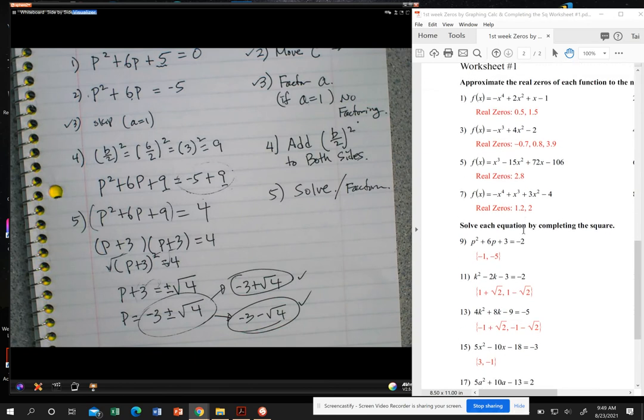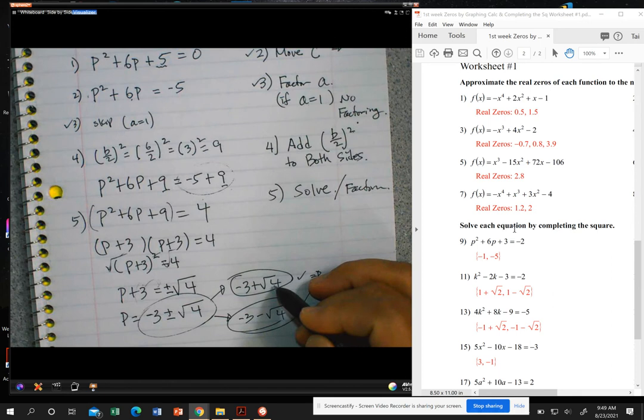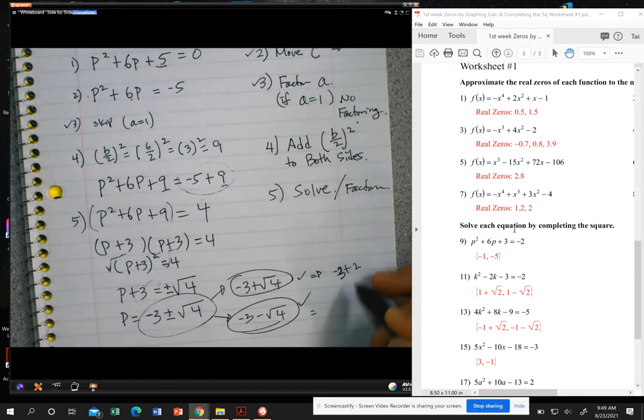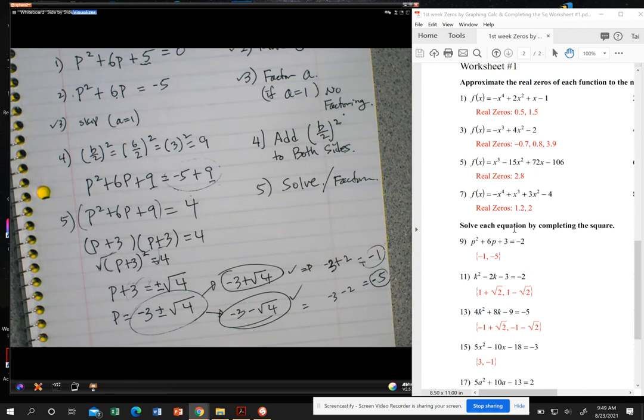And I got it wrong. Oh, I didn't simplify because my mind is everywhere, sorry. Because what's the square root of 4? 2. Negative 3 plus 2, and negative 3 minus 2. So this is negative 1, and this is negative 5, so therefore this is correct. I'm glad I checked the answer because I can't think straight, alright? But I think you guys can forgive me for that, right?